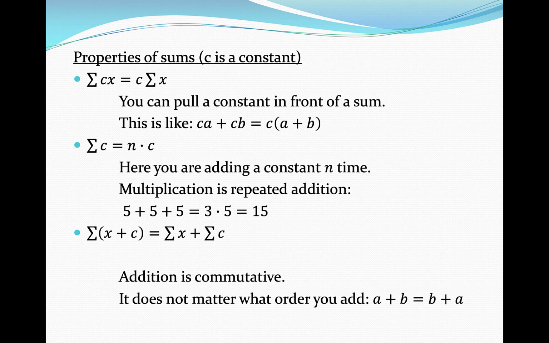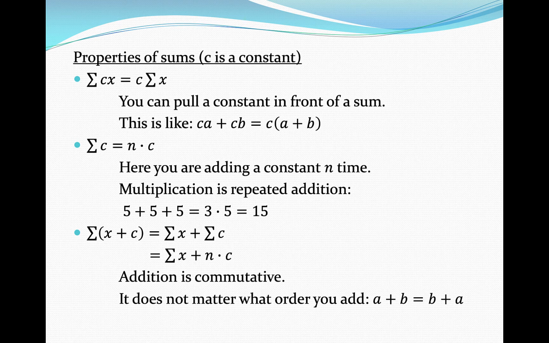This actually works because addition is commutative. The commutative property of addition basically says a plus b equals b plus a. It doesn't matter what order you add in. So it doesn't matter if you first add x plus c and then you take the sum, or if you sum each part, sum x and sum c, and then add those together. It doesn't matter what order you add in because addition is commutative. So since it doesn't matter, the sum of the quantity x plus c is the same as the sum of x plus the sum of c.